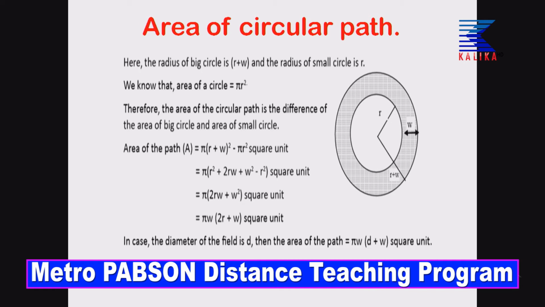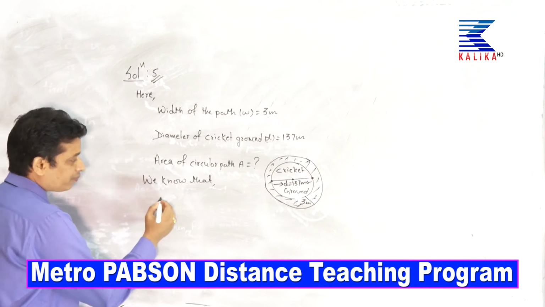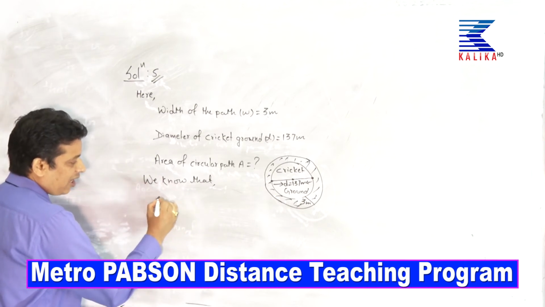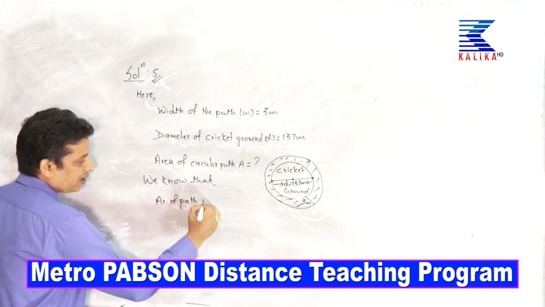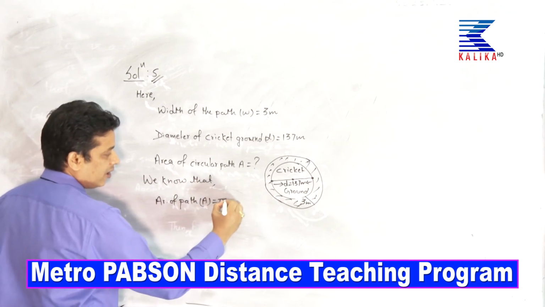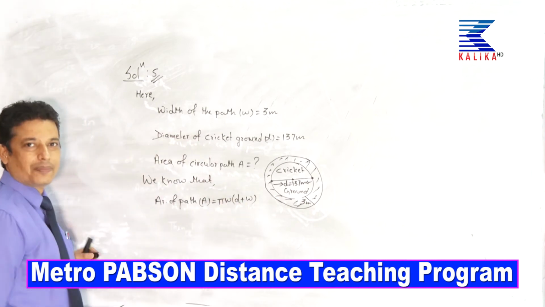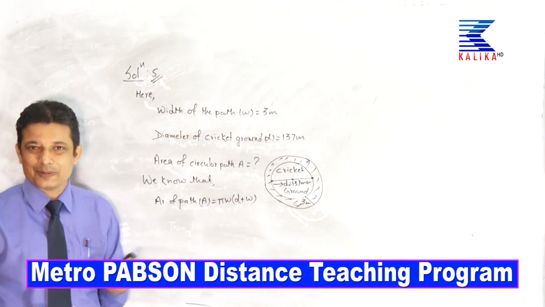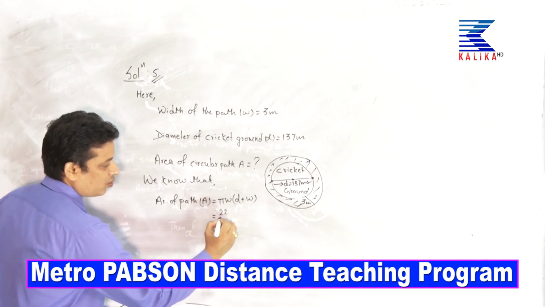Pay your attention to the board, please. So, we know that. Now, you can see here in the board, let us use that formula. We know that the area of the path A is equal to pi w (d plus w). So easy it is. So, what is pi? Pi is 22 over 7.